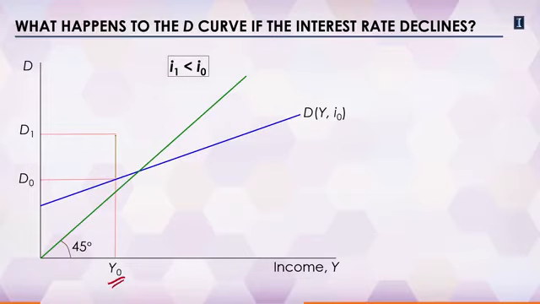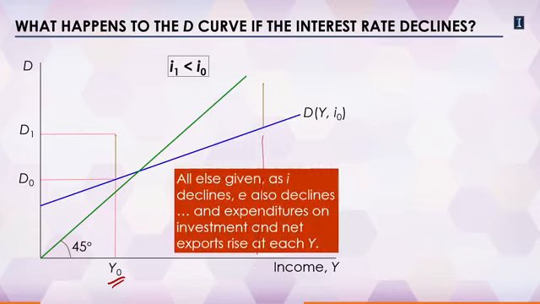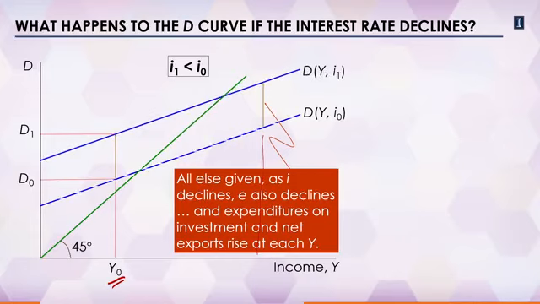So aggregate preferred expenditure goes up at that income level Y0. But this is true at any level of income. At a higher level of income over here also, you're going to see an increase in aggregate expenditure if interest rates go down. Given this, this whole curve should be moving up. Notice also that when interest rates go down, the exchange rate also depreciates, and that will also increase net exports. So that will be an additional factor that shifts the D curve upward.